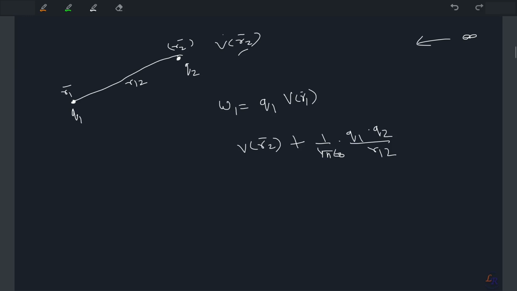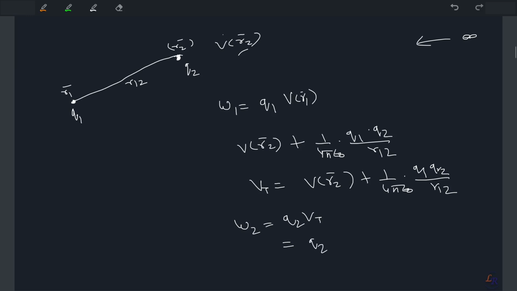So the total potential here would be the algebraic sum, as we follow. So the total potential Vt equals V(R2) plus 1 upon 4 pi epsilon 0 Q1 Q2 upon R12, right? So what would be the work done if you are bringing a unit positive test charge from infinity to this point? That would be multiplied by the charge, so it is Q2. So the work done W2 in that case would be Q2 into Vt, that total we just calculated.